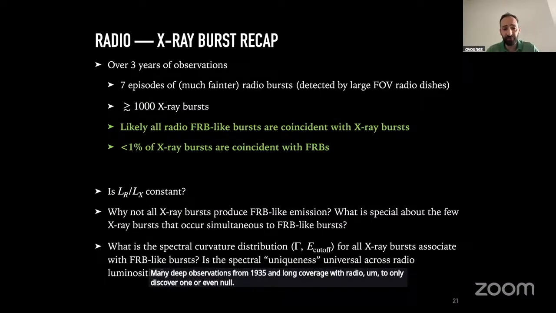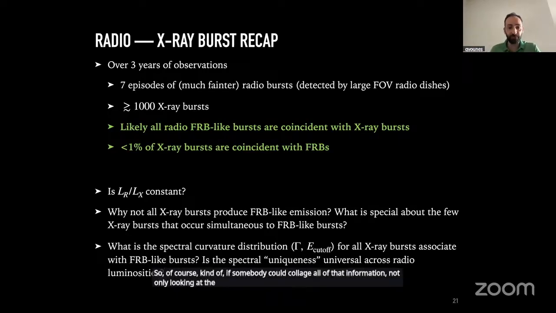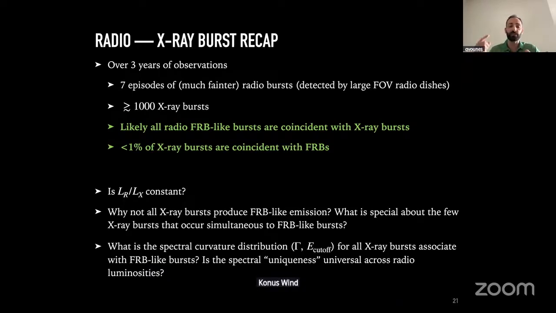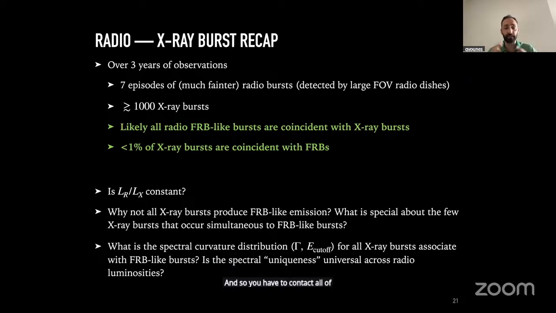So of course, if somebody could collage all of that information, not only looking at the population of radio bursts from 1935, but also bring in all of the X-ray bursts, which is probably not an easy task because you'll have to contact multiple teams. These X-ray bursts have been detected by Konus-Wind, the Russian space telescope INTEGRAL from the Italian Space Agency, HXMT from the Chinese Academy of Sciences, and GBM from NASA in the US. And so you have to contact all of these people and bring them all together.